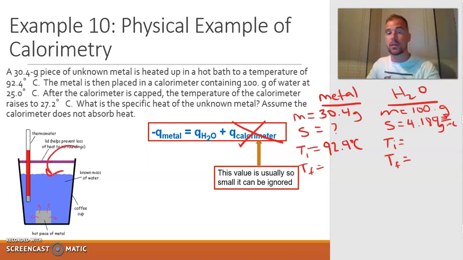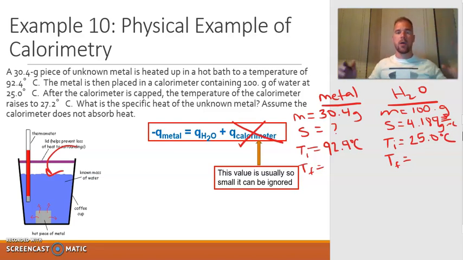Now, once it goes into the calorimeter, let me actually pause on that. So that's the initial temperature for the metal. What's the initial temperature for the water before the metal was added? It's 25.0 degrees Celsius, right? So 25.0 is the initial temperature there. Now, what's the final temperature?